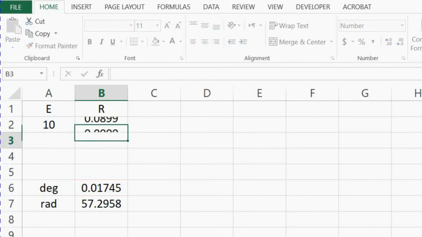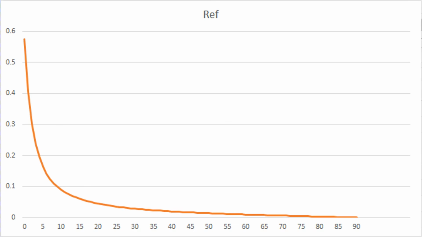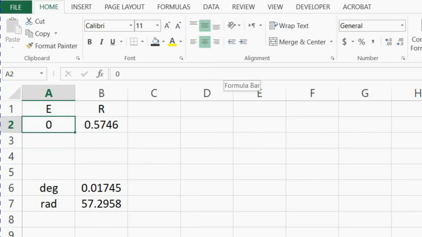If we plot the refraction angle versus the altitude, we notice the relationship between the refraction and the altitude of the objects above the horizon. The effect is strongest near the horizon, where objects appear very close to the horizon, with a value of 0.5746. And as the altitude increases, the refraction decreases. So when the altitude is 20 degrees, the refraction is 0.045, which is almost 10 arc seconds.